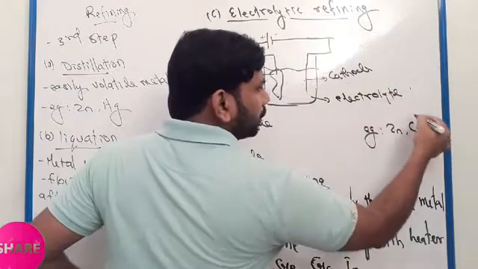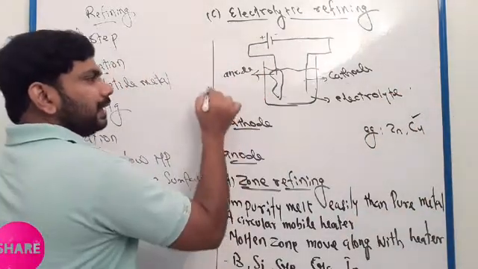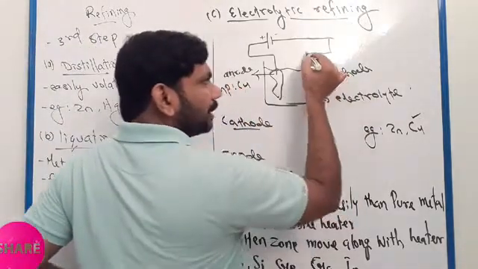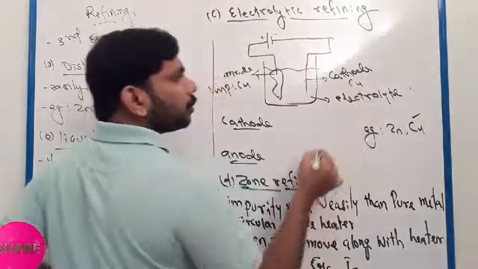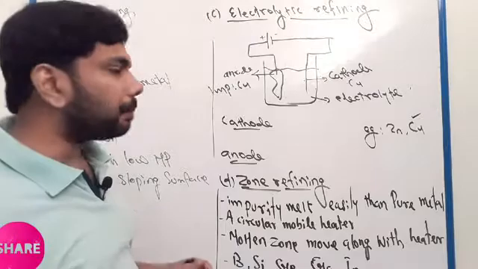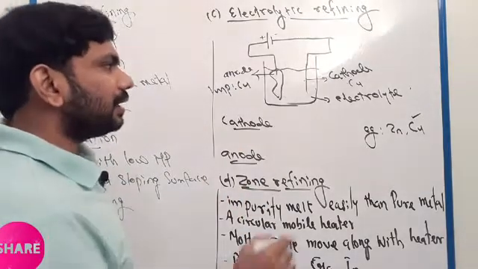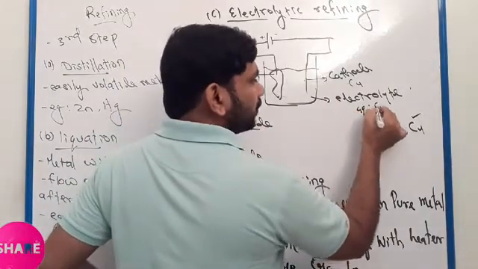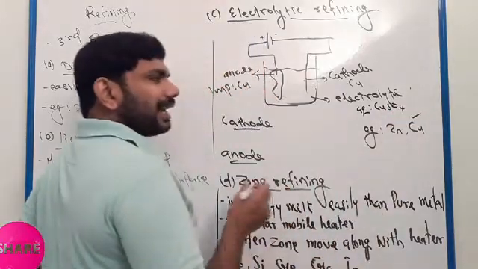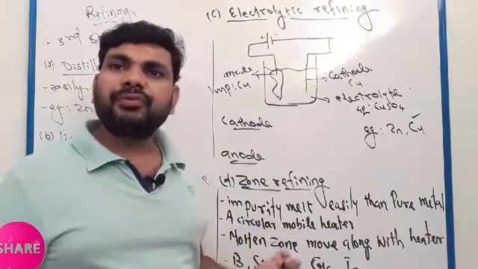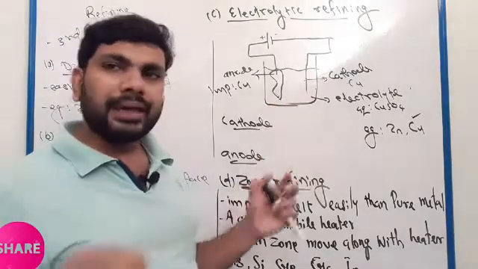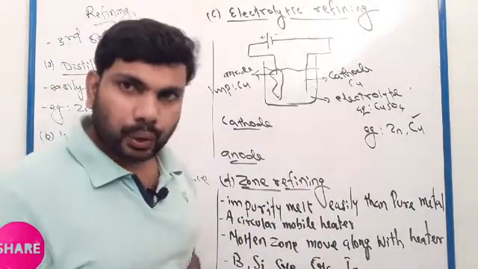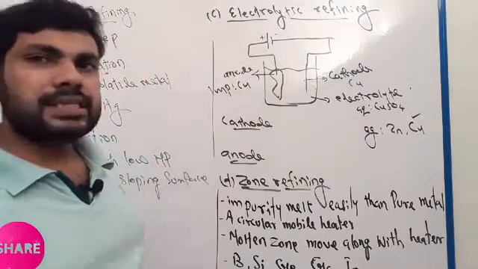Imagine you want to purify copper. You take impure copper as the anode, and the cathode will be thin pure copper. Thin pure copper is the cathode and impure copper is the anode. The electrolyte will be any salt solution of copper, for example aqueous copper sulfate. We want to purify copper, so the electrolyte will be a salt solution of copper.